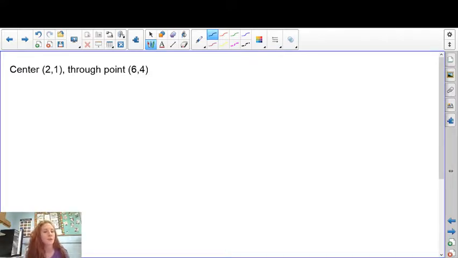Centered at the point 2, 1, and it goes through the point 6, 4. Now, the last couple times have been pretty easy peasy because my center has been 0, 0. Same process, just I won't have x squared plus y squared this time because my center is at a different point.